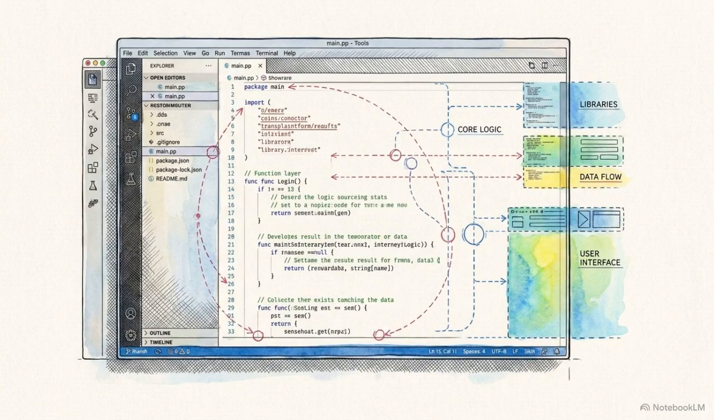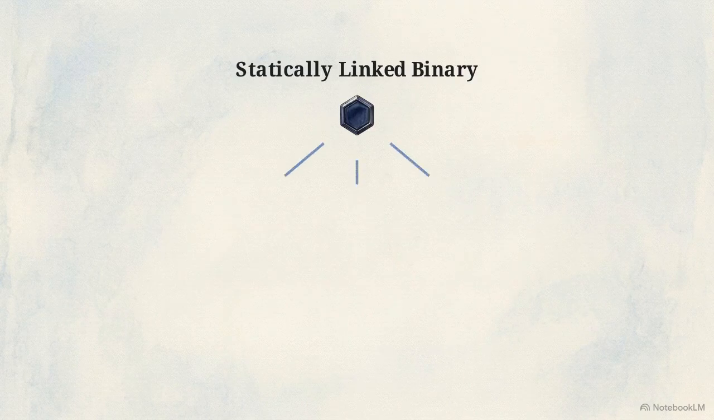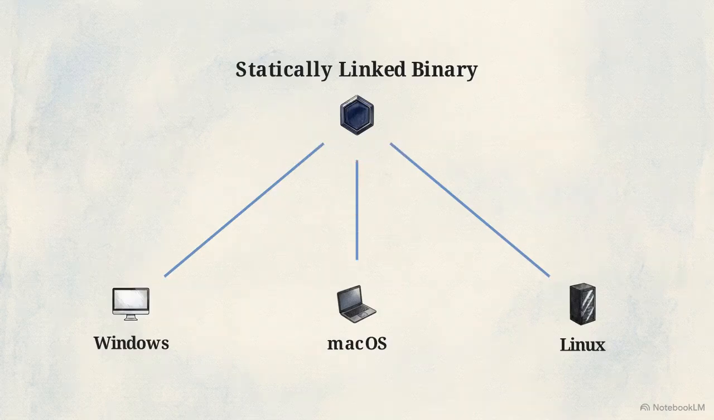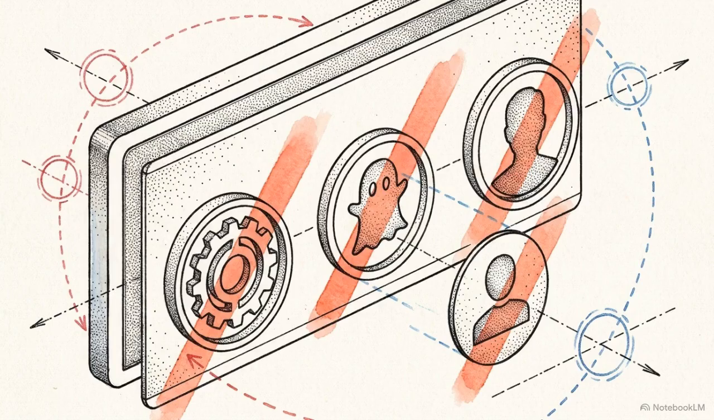Croc's foundation in Go is vital to its deployment. It compiles into a single, statically linked binary that runs on Windows, Mac OS, and Linux without requiring heavy language runtimes, background daemons, or user accounts.